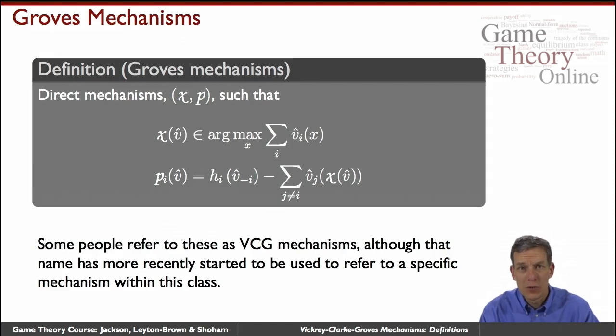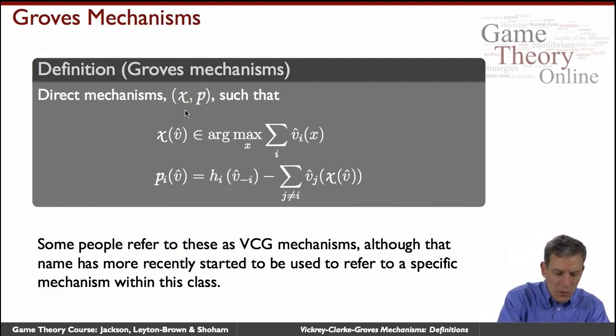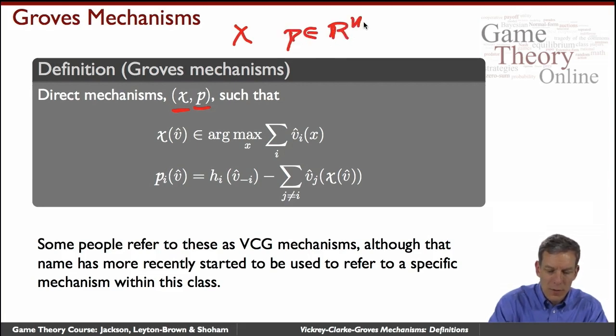Okay, so let's start with the general class of these mechanisms, which are known as Groves mechanisms, after Ted Groves. And so we're looking at direct mechanisms. So this is going to be making a choice out of whatever our X set is. And then the P is going to be in Rn again, right? So it's telling a payment for each of the individuals.